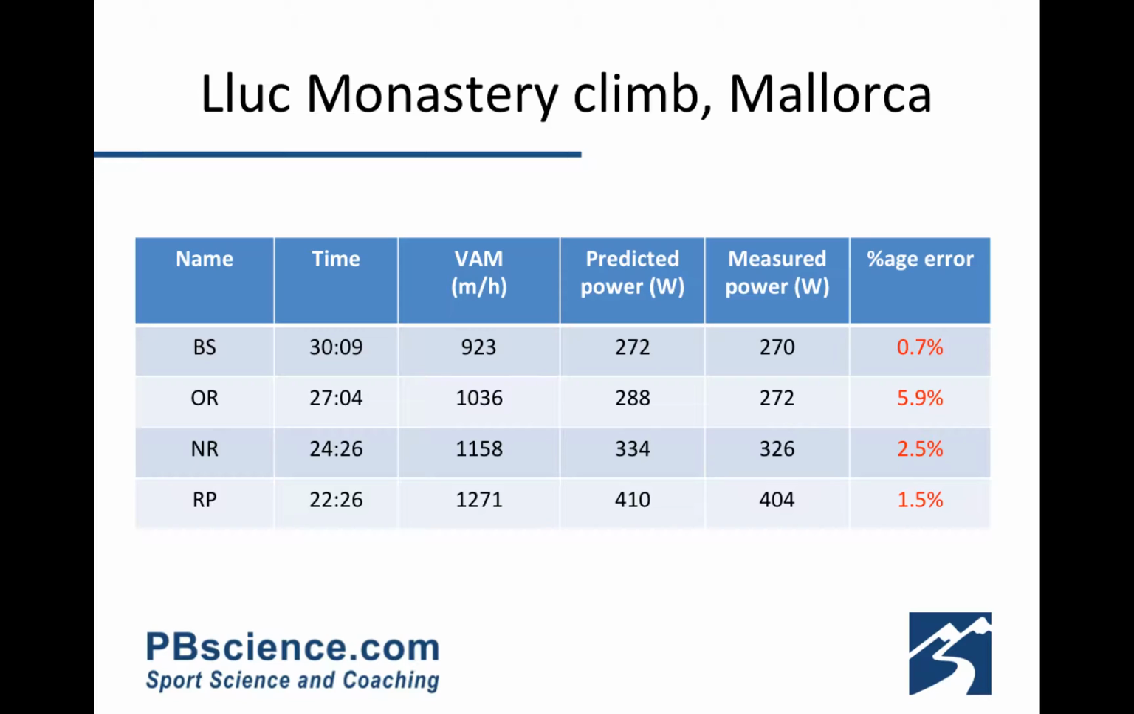So it's by no means a huge sample of data, but it's 4 athletes of different standards, who we got to do a time trial up to the Lluc Monastery in Mallorca on a PBscience training camp a few years ago, and you can see the predicted power based on our VAM model and the measured power from their cranks or their power tap wheels, and we've got a percentage error there. So ranging from 0.7%, pretty accurate prediction for the top one there, and I think the worst one being 5.9%, maybe less good, but still within a reasonable margin for error.